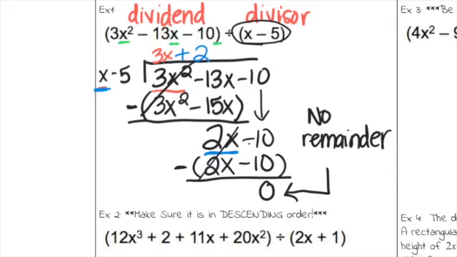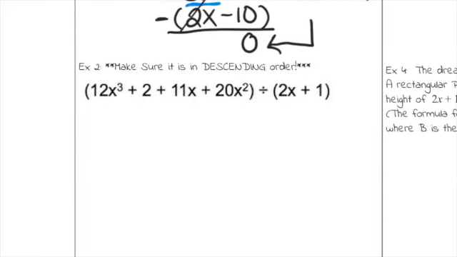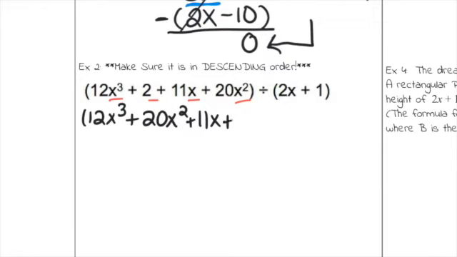Okay. All right, so for our next problem. For number 2, I can see that this time it is not in order. If I highlight some of my pieces, I have x to the third, no x, x squared. So we need to reorder that. This is still going to be 12x to the third, that's the largest. Then the next is going to be 20x squared plus 11x plus 2. And then we're going to divide that by 2x minus 1. That is already in order, so that works out okay.